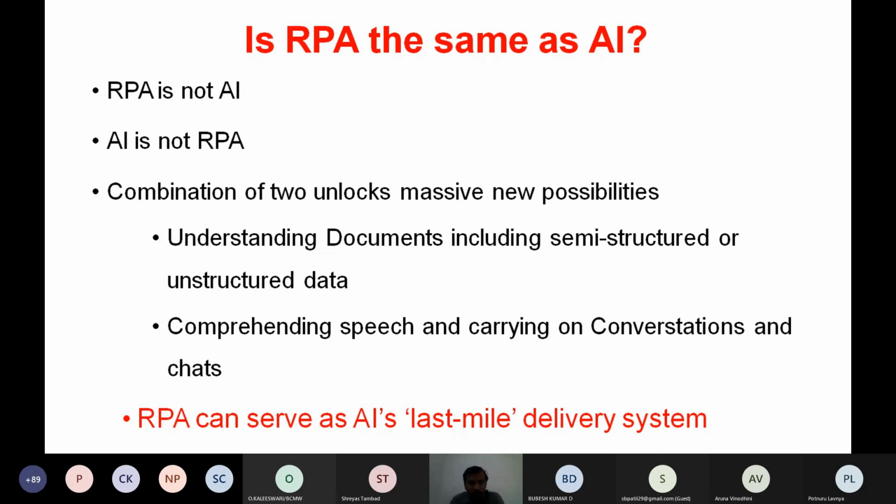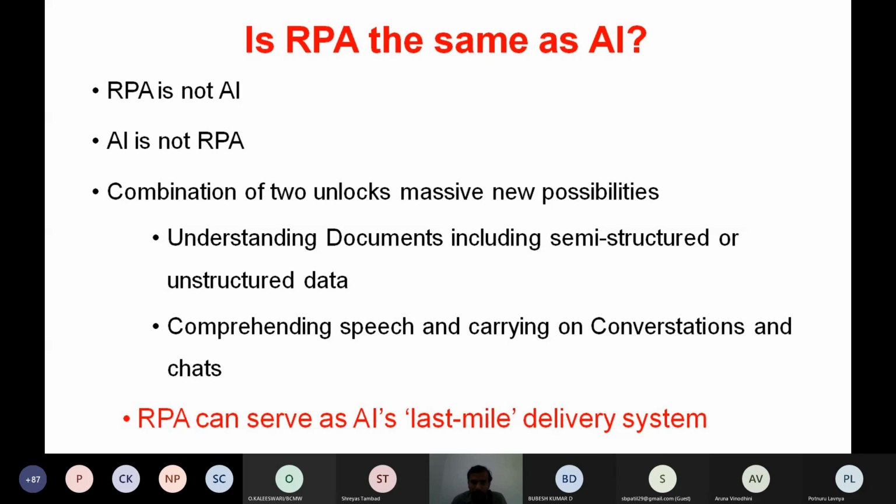But there are case studies now where a combination is made. If you can combine the two, it will unlock massive new possibilities for us. Because I have said which processes need to be automated: repetitive, manual, structured and logical data. So what if most of the data we have is semi-structured or unstructured? If we can combine RPA with AI, it will try to understand documents including semi-structured or unstructured data.